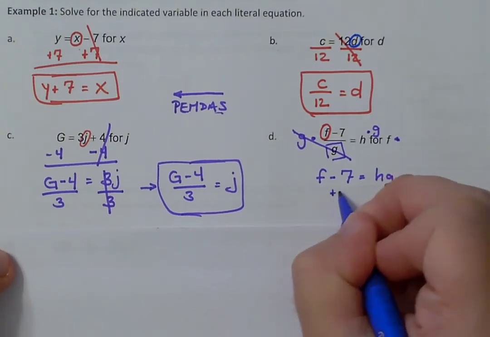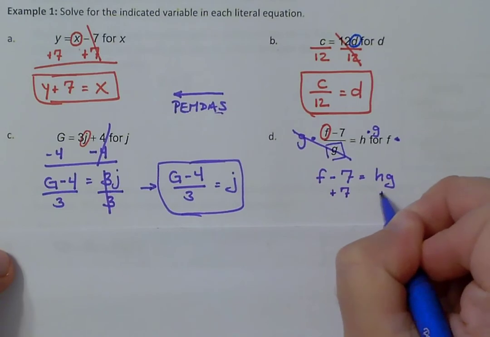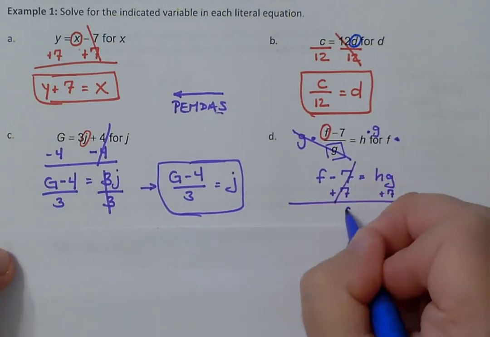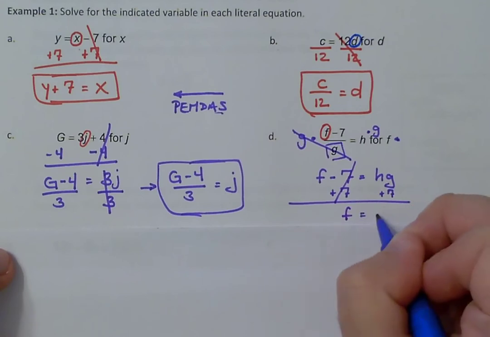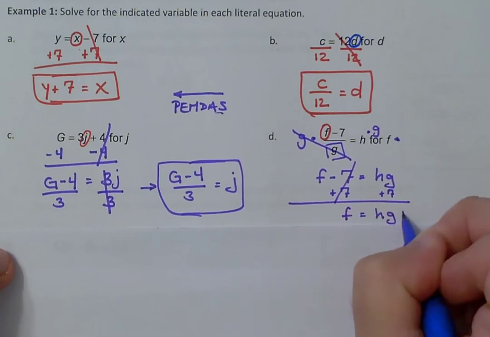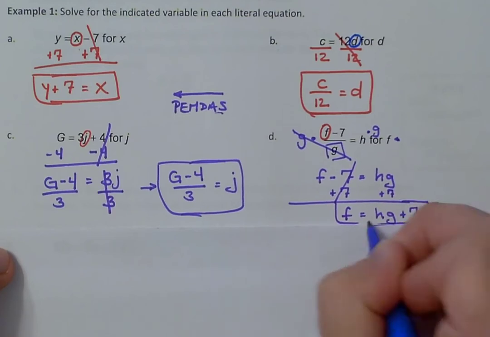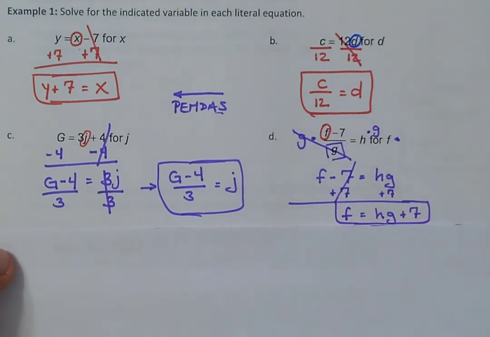Now I can go through and add 7 to both sides. So the 7's cancel out, and I get f equals hg plus 7 as my final answer. So my final answer is f equals hg plus 7.